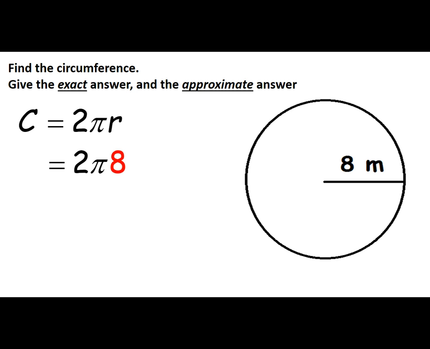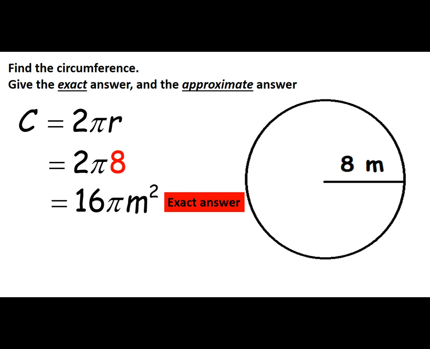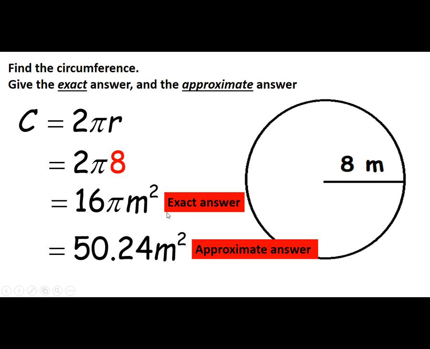Let's just multiply the normal numbers first, 2 times 8, and then we have that times pi for our exact answer. And that's 16 pi. Technically, we should have 16 pi square meters. And then if we want the approximate answer, we actually just multiply by 3.14. So it's 16 times 3.14, which will give us 50.24. So our exact answer is 16 pi, and our approximate answer is 50.24. So you can always just stop one step short to get your exact answer.